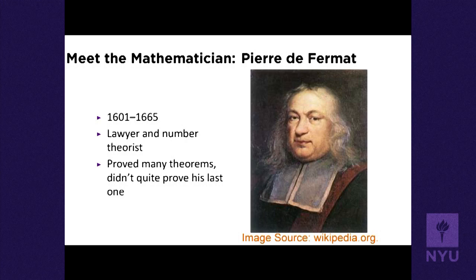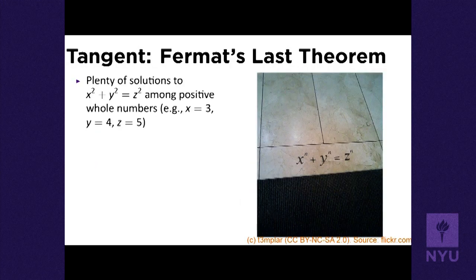He was reading number theory books and writing down solutions to equations, and he was taking notes in the books that he was reading. He was reading a book by Diophantus about Diophantine equations, which are certain equations with integer solutions, and he started talking about this theorem. We know that there are lots of integers x, y, and z which satisfy the equation x squared plus y squared equals z squared. This is Pythagoras' theorem, if x, y, and z are the sides of a right triangle. For instance, 3, 4, and 5: 3 squared is 9, 4 squared is 16, add them together, you get 25, which is 5 squared. And there are infinitely many integer solutions to x squared plus y squared equals z squared, which is kind of interesting.